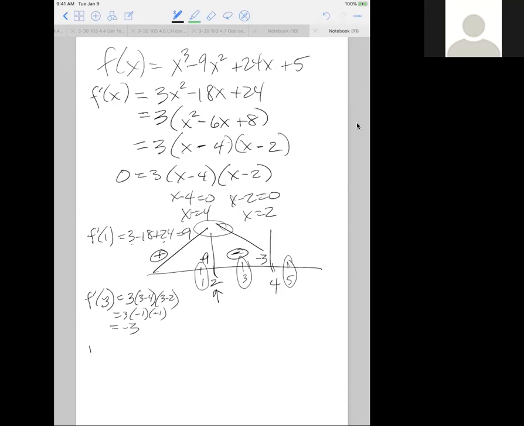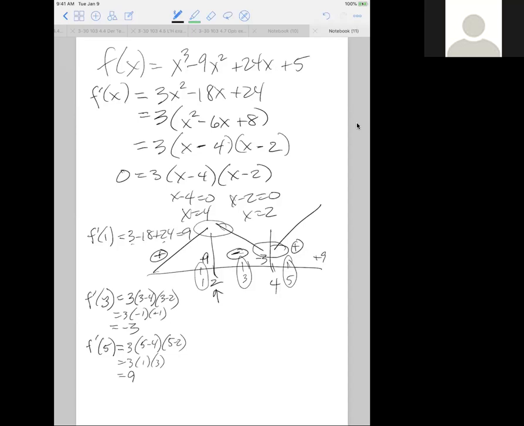And then for f prime at 5, remember, we're picking numbers in the 3 regions that were determined there. I'll plug that into the factored form again, and we get 5 minus 4 and 5 minus 2, which gives me 3 times 1 times 3, which is 9. So that's plus 9, a positive sign, and that means it's looking like this. And that does mean that at x equals 4, we do have a local min. So that first derivative test determined we've got a local max at x equals 2 and a local min at x equals 4. That was the goal.